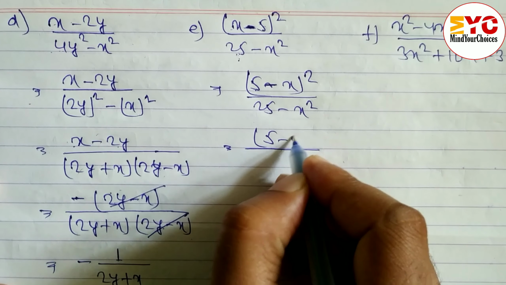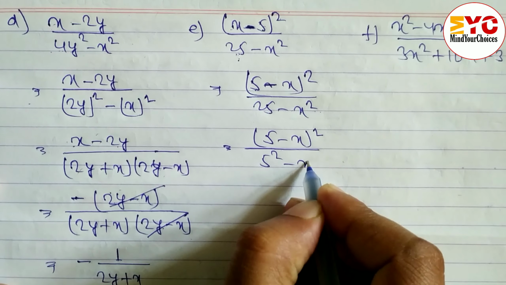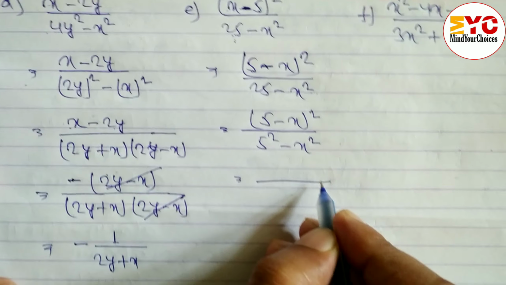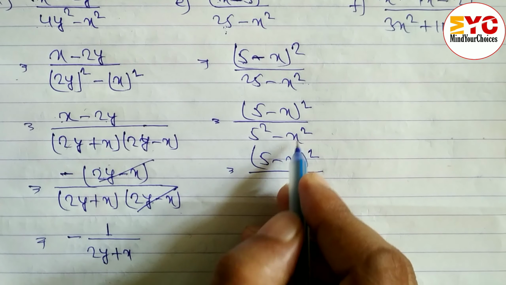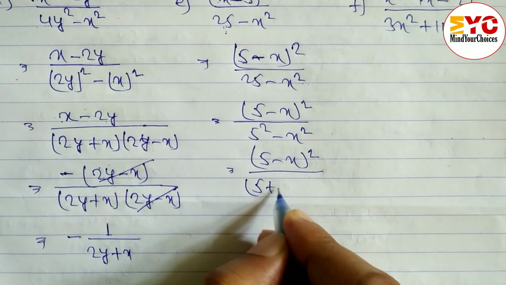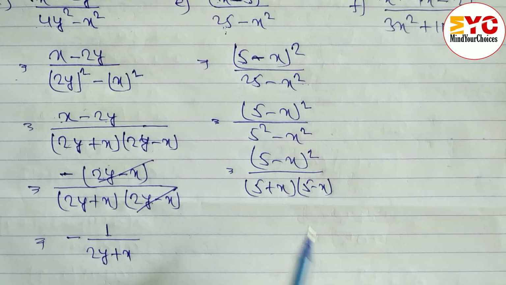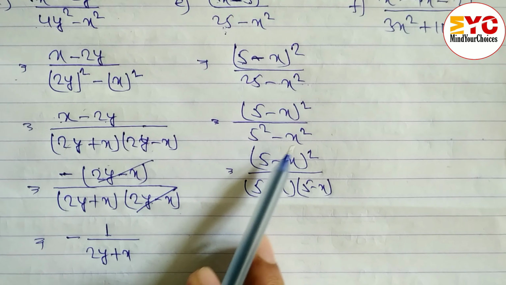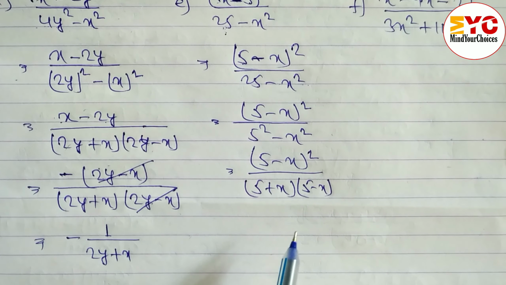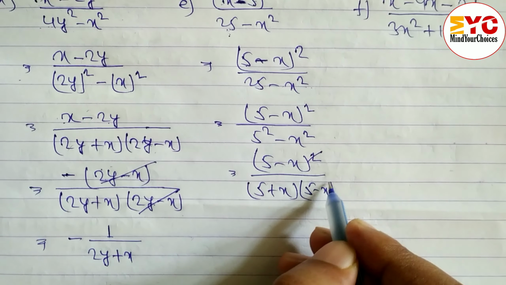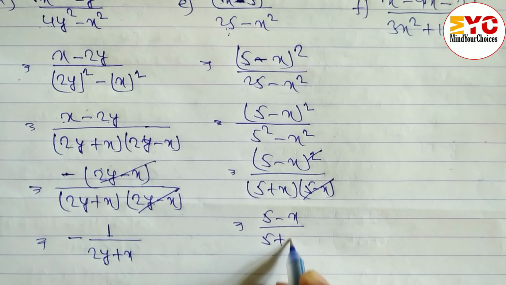Now we have to write the same, this one square, and convert this one in the form of the formula a square minus b square. So in the next step we can write (5 minus x) whole square by, this is in the form of a square minus b square, so write the formula: (a plus b)(a minus b). In the place of a here is 5, and in the place of b here is x, so we can write (x plus 5)(x minus 5). Now the square and this we can cancel, and what is remaining here? (x minus 5) by (x plus 5).